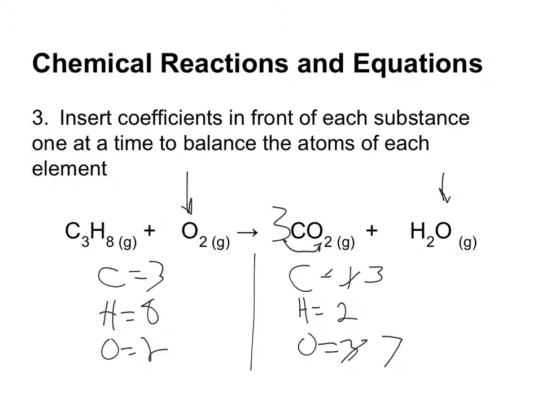Again, every time you change something, go back and count everything up again and make sure you've got the right numbers. All right, so I fixed the carbon. The oxygen changed, but I'm gonna save that for last because I've got oxygen by itself on one side. So the next thing to change is the hydrogen. 8 hydrogen on the left, 2 hydrogen on the right. What number do they both go into?